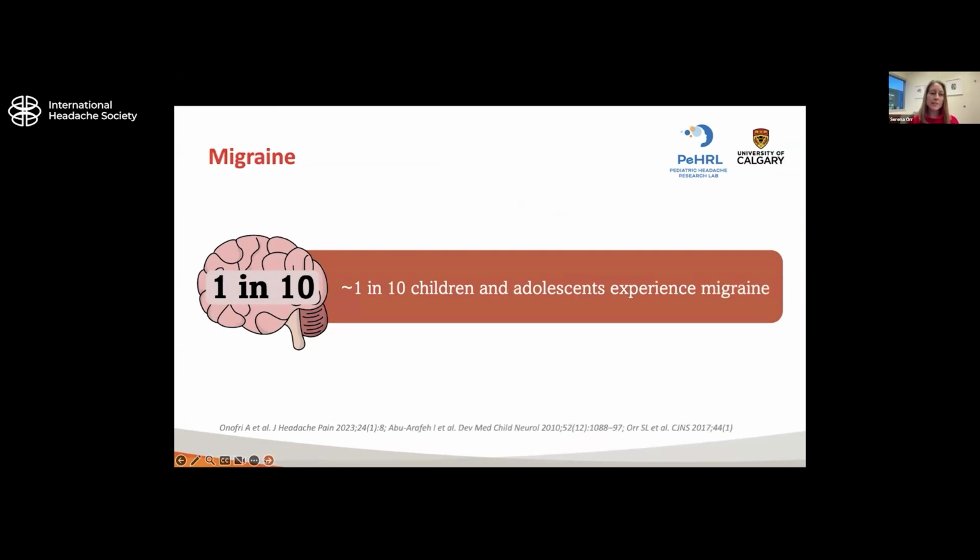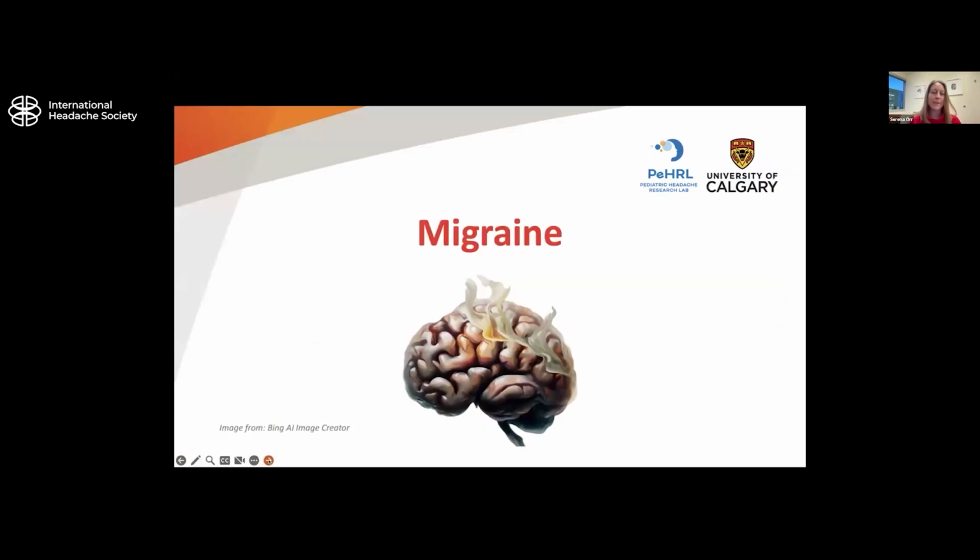And then if we look at the estimates of migraine, there have been a couple of really nice systematic reviews that have pooled all of the worldwide studies together to try to estimate the worldwide prevalence of migraine in youth, and it's probably around 1 in 10. The latest systematic review that was published mid last year by Onofre and group estimated across all age groups of children and adolescents that it was 11% worldwide who had migraine. We had a similar estimate in a Canadian study as well.